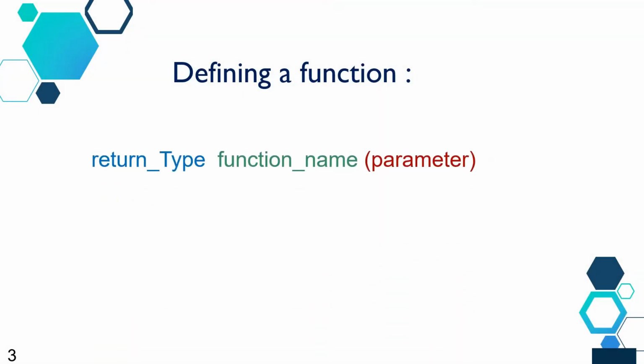The definition of a function has the return type, the function name, and the parameters. The return type may consist of one of the data types or void if it doesn't return anything. It is then followed by the body of the function.